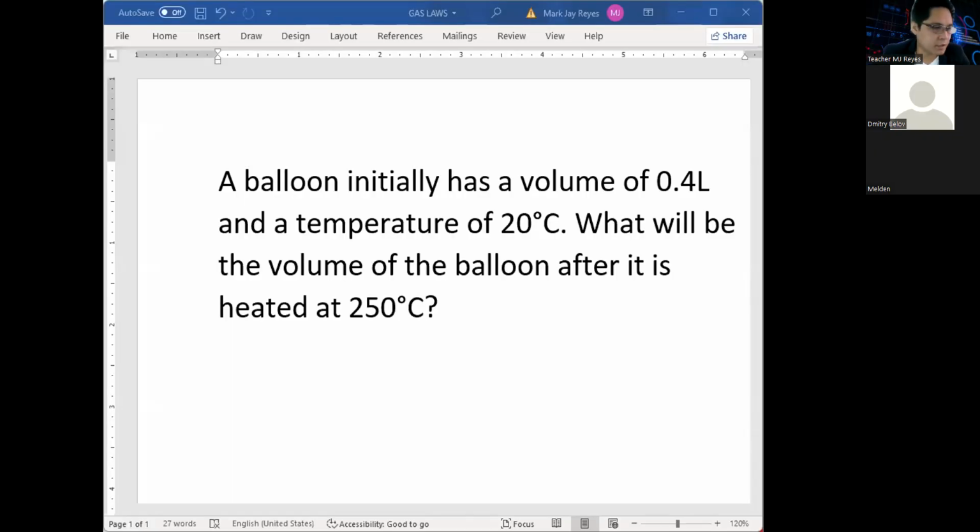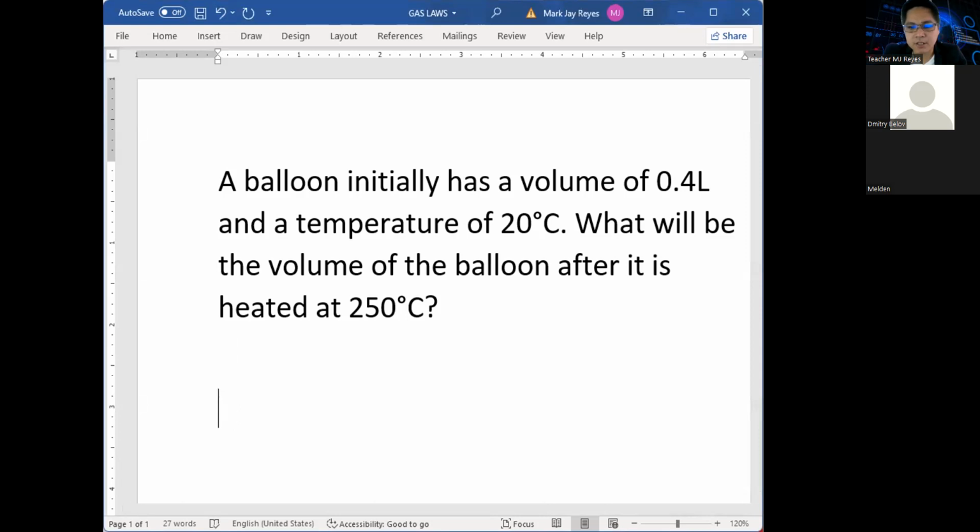The problem here is asking about a balloon that initially has a volume of 0.4 liters and a temperature of 20 degrees centigrade, or Celsius. What will be the volume of the balloon after it is heated to 250 degrees centigrade? First and foremost, you need to look for what is being asked in the problem. It is asking about volume, correct?